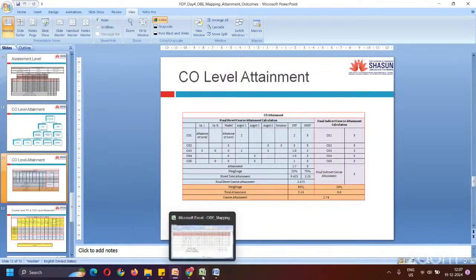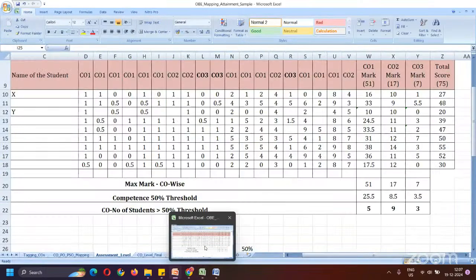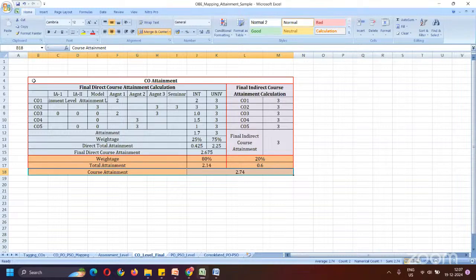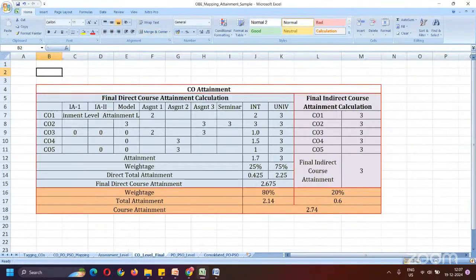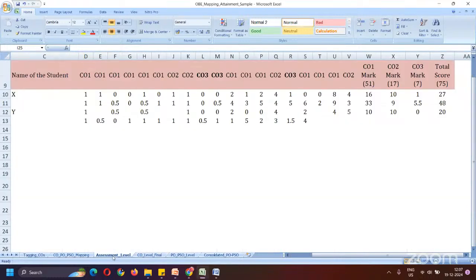I'll go back to the Excel so that you can better see the course level attainment. So for CO1, what is the attainment in internal assessment one? What is the CO1 attainment at the institutional level? This is what we have assessed at the assessment level.